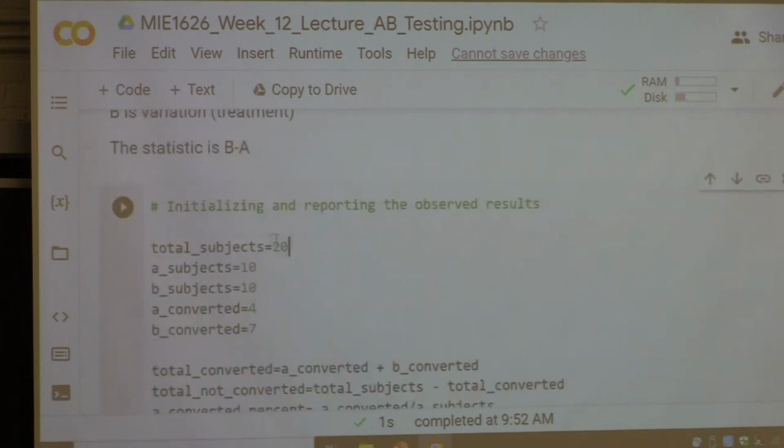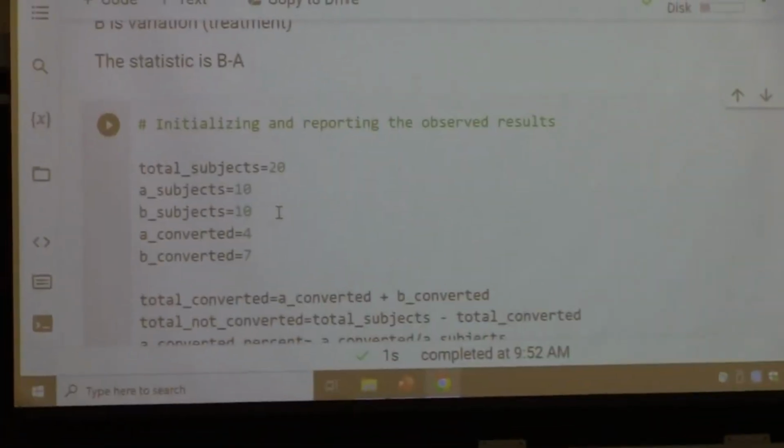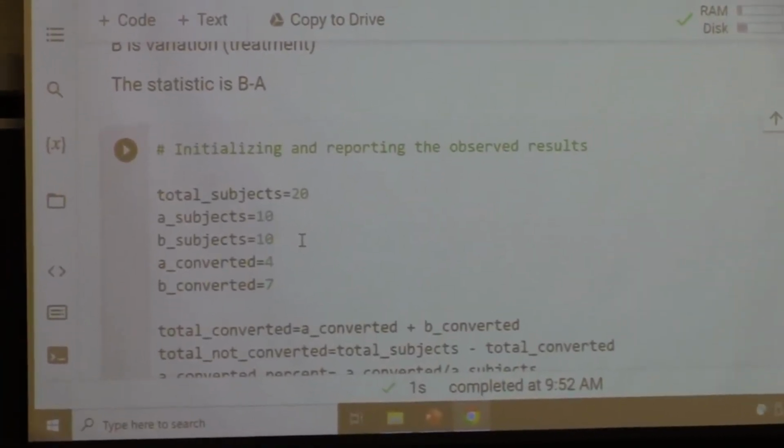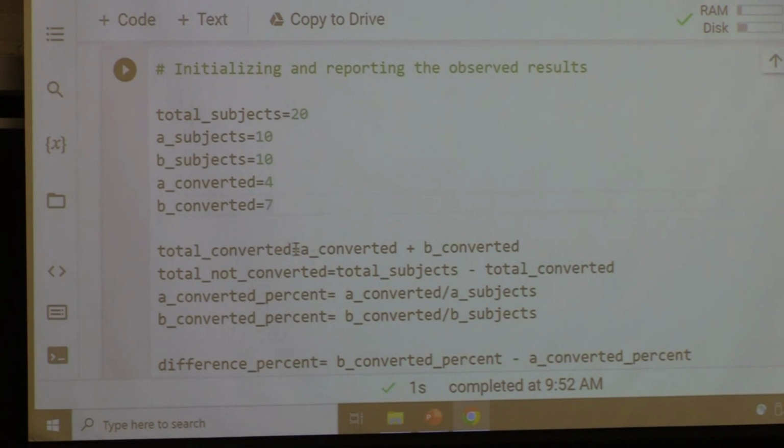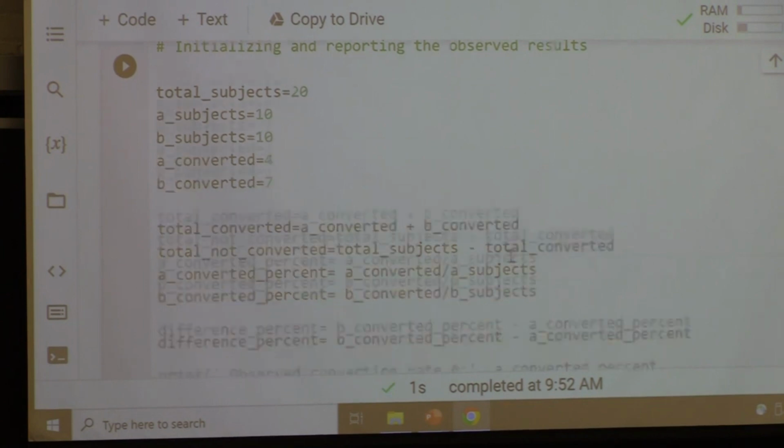So we do the experiment and we measure the behavior. So we have, let's say, 20 subjects, 10 of them belong to group A, the other 10 to group B. This assignment must be random. And then, let's say in group A, 4 of them converted, meaning clicked on the link. In group B, 7 of them clicked on the link. So the total number converted is just adding these two numbers. The total number not converted is the total subjects minus this.